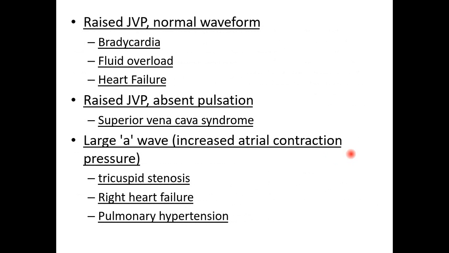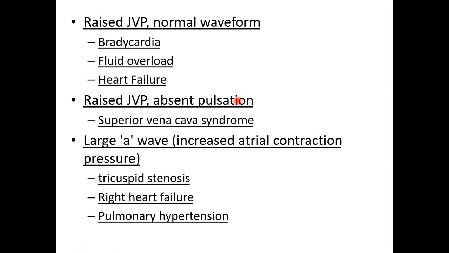The jugular venous pulsation is prominent and wavy in cases of bradycardia, fluid overload, and heart failure. So it is very important to examine the JVP if we have evidence of heart failure or volume overload, fluid overload, and even sometimes in bradycardia where there is a low heart rate, but the waveform is normal. Raised jugular venous pulsation with absent pulsation: there is no pulsation when there is superior vena cava obstruction, severe SVC syndrome.